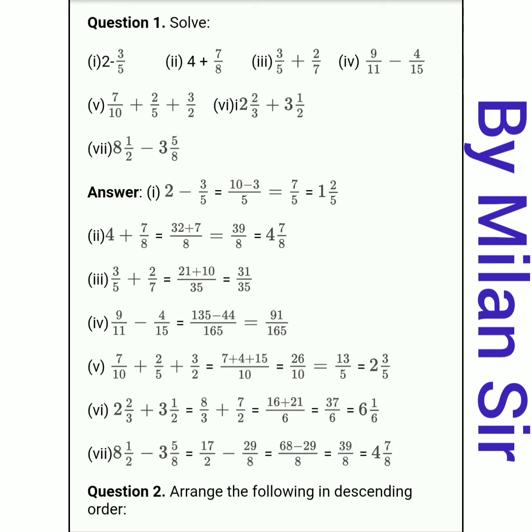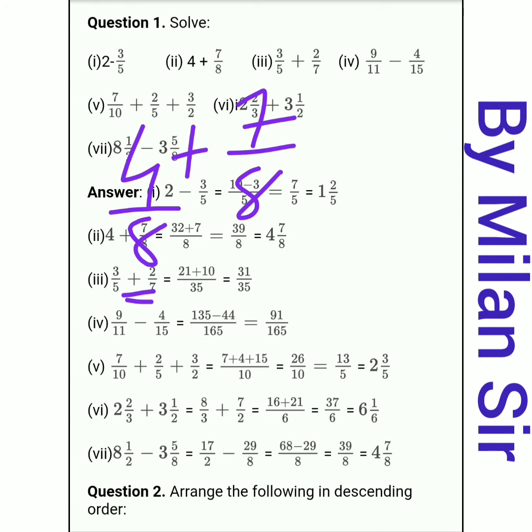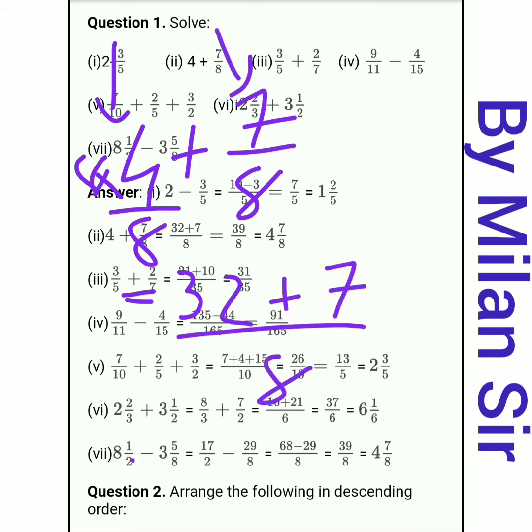Then question number 2. 4 plus 7 by 8, right? Now again we want 8 in the denominator. So just multiply and divide by 8 in the first term. In the numerator, 8 fours are 32 plus 7, and the denominator is 8. 32 plus 7 is 39, so 39 upon 8.